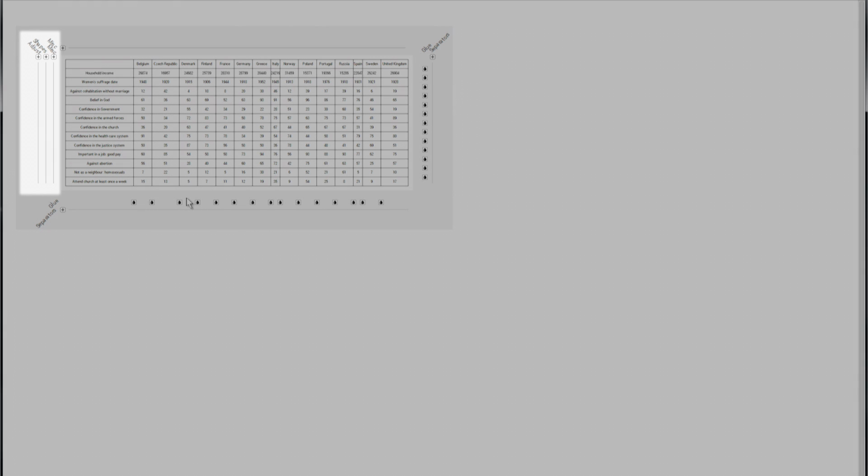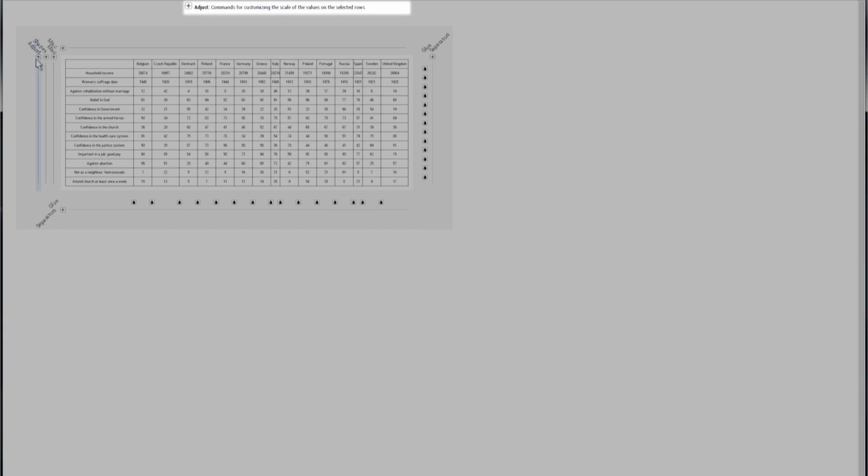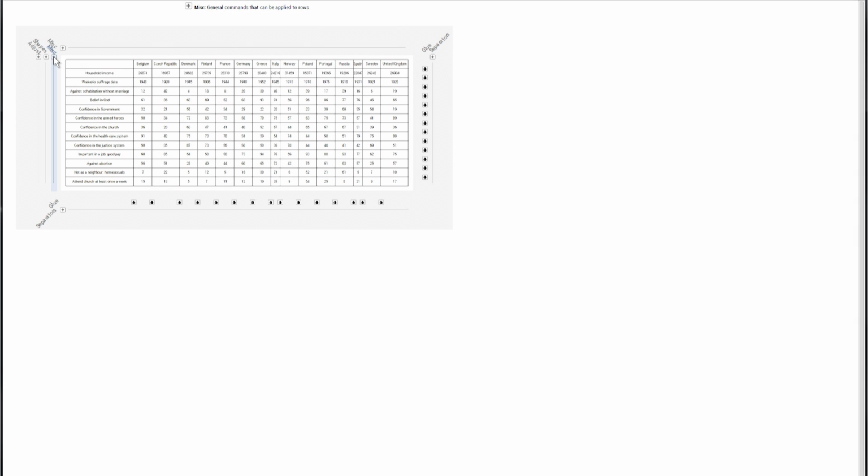All tools on the left affect entire rows, while tools on the top affect columns. Tools on the right affect the space between rows, and tools on the bottom affect the space between columns. When she moves her mouse on top of any tool icon, a tooltip appears at the top of the page to recall its function. Tools are organized in groups.